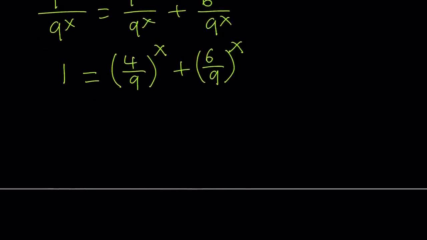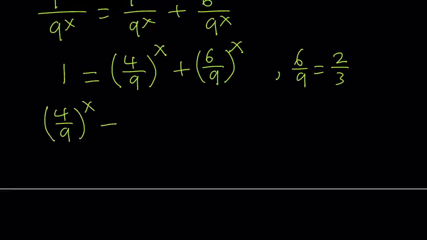Awesome. Now before we start solving it by using substitution, let's go ahead and simplify this a little bit. 6 and 9 are both divisible by 3, so 6 over 9 can be written as 2/3. So let's write it that way and then put the right hand side on the left hand side and vice versa. This gives us 4 over 9 to the power x plus 2 over 3 to the power x equals 1. Looks good enough? We're going to simplify a little bit more.